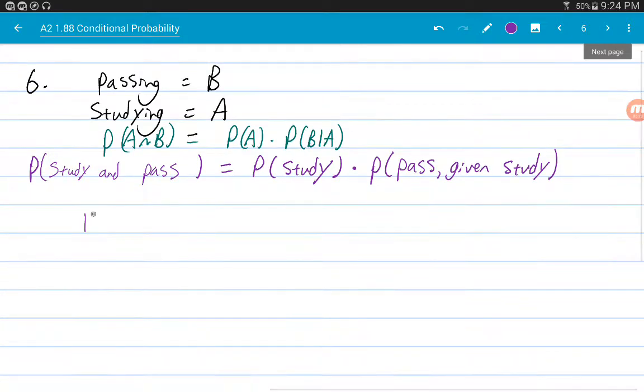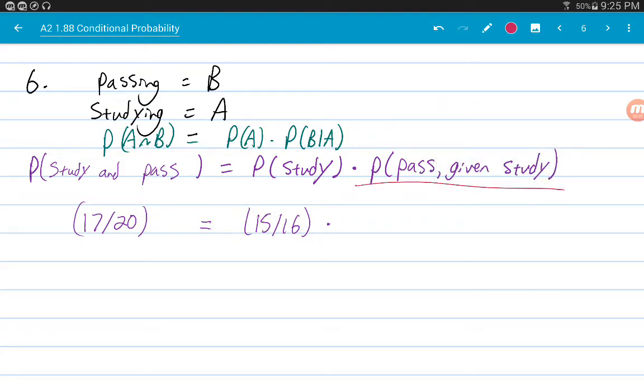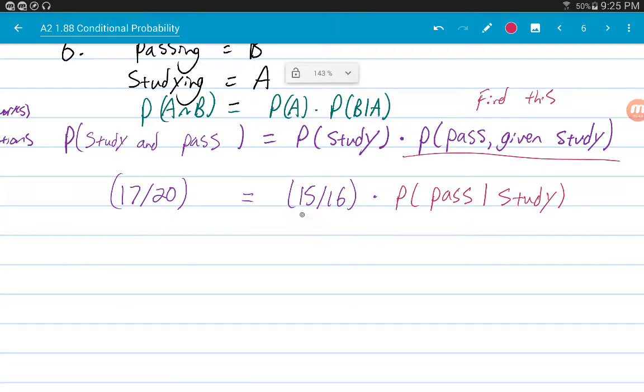So this right here is going to be 17 out of 20, which is equal to the probability that she studies, 15 out of 16. They gave us that. I'll put these in parentheses. And what we're looking for is this. We need to find this. So we don't know that: the probability that she passes given that she studies. So in order to get that by itself, I'm just going to divide both sides by 15 over 16.